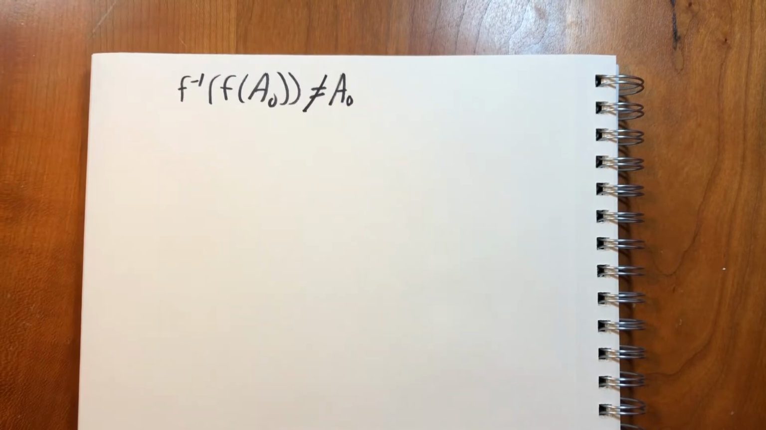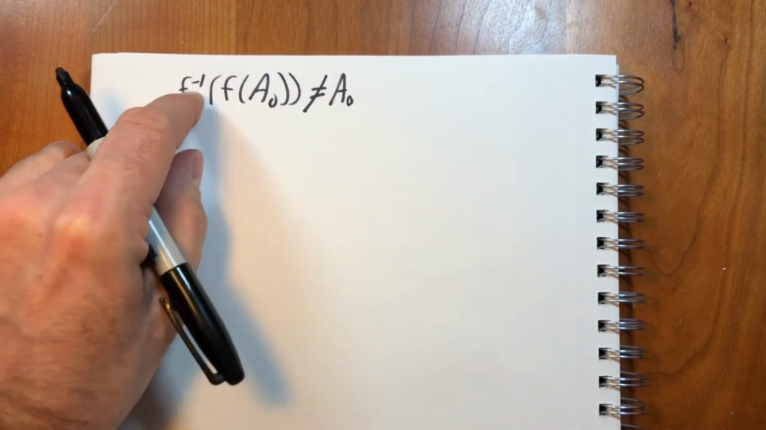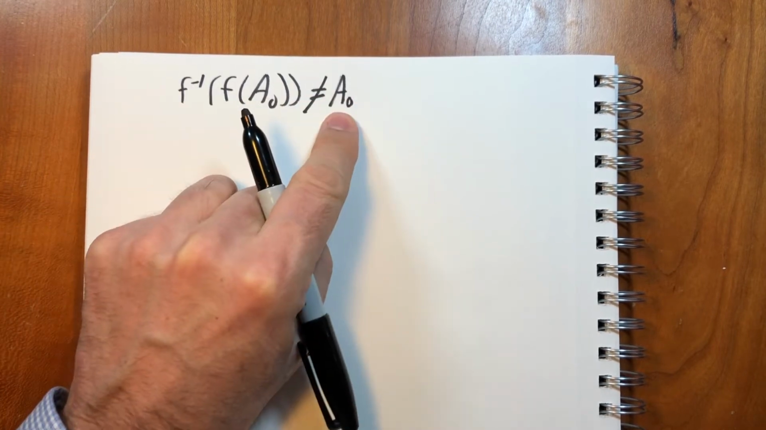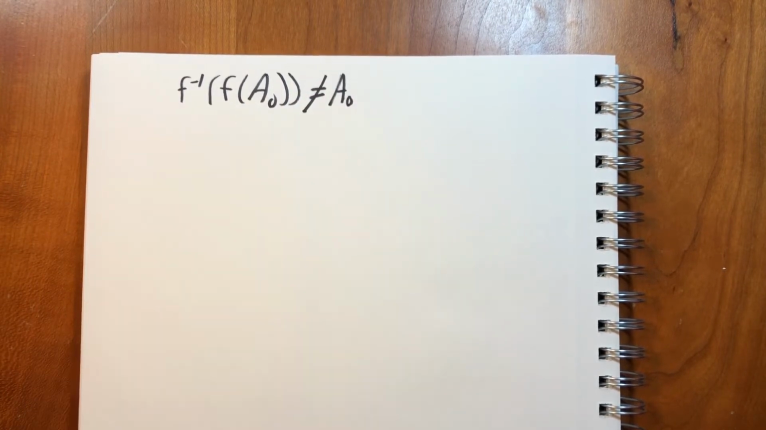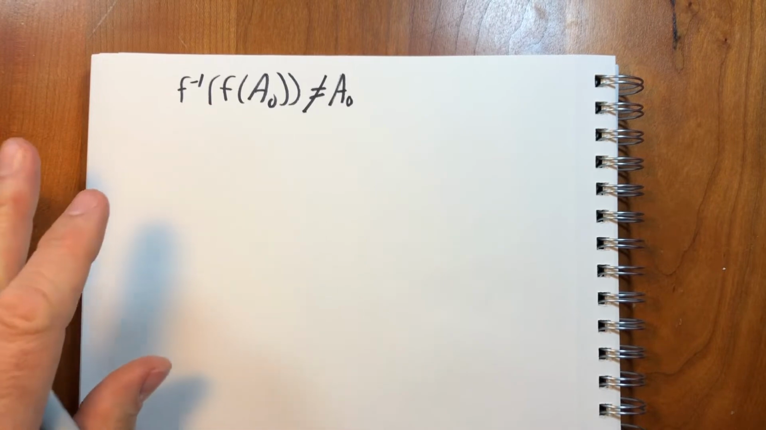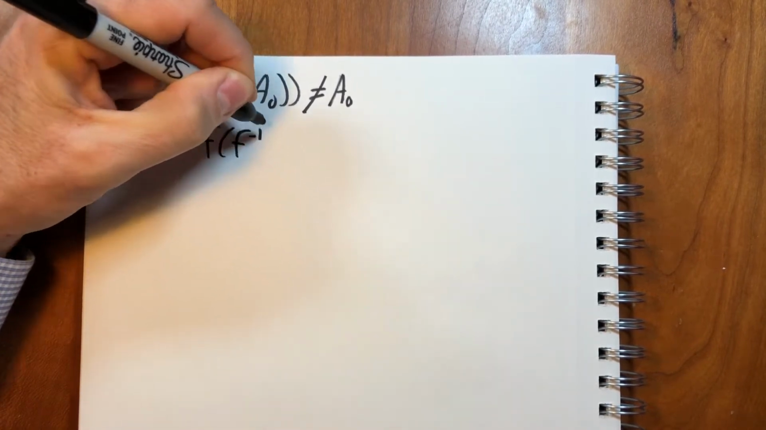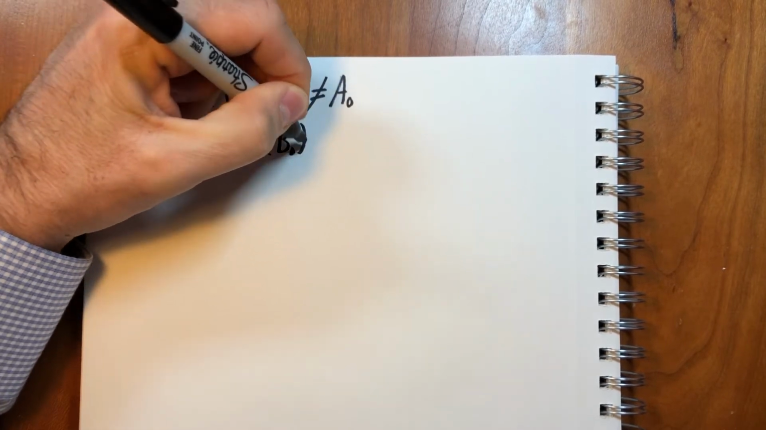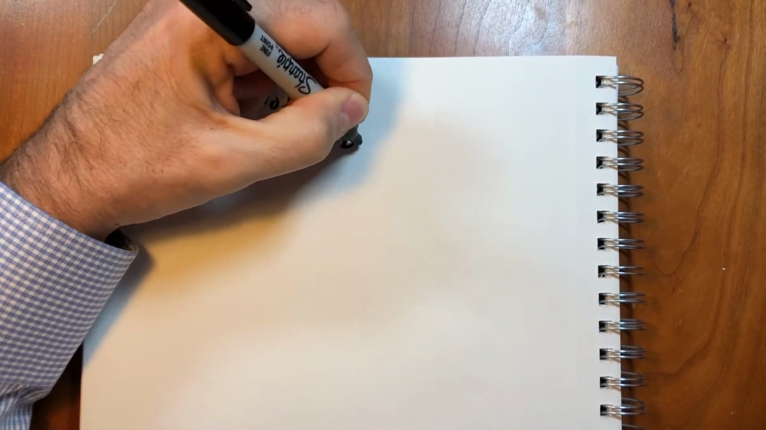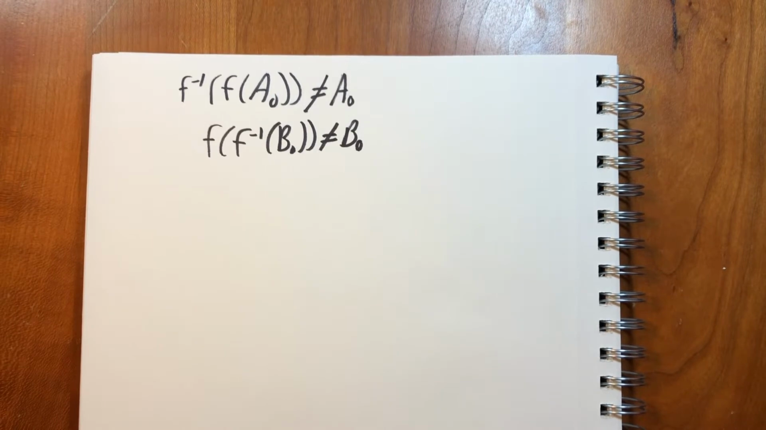So some more confusion here, some things that are not obvious at first blush. As I said at the beginning, it is not in general true that the preimage of the image of A0 equals A0. It can be true, but it's not necessarily true. And it's also not necessarily true that the image of the preimage of B0 equals B0. It can be true, but it doesn't have to be.